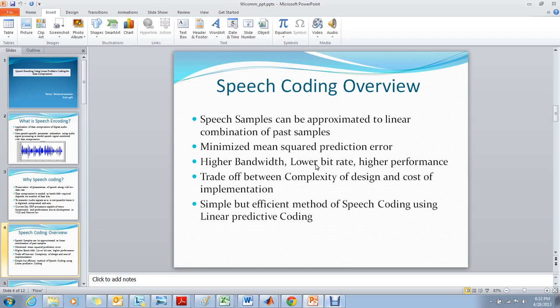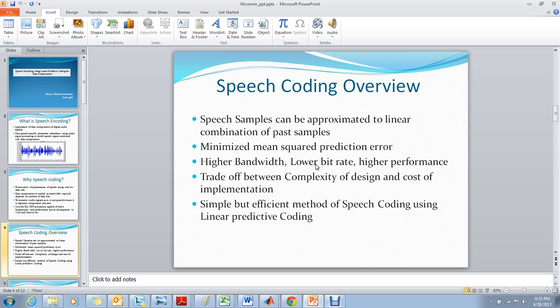The idea behind the algorithm is that a speech sample can be approximated as a linear combination of past samples. Inside a signal frame, there are weights that are utilized for calculating the linear combinations, and they are obtained by minimizing the mean squared prediction error. The resultant weights are used in representation of that particular signal frame.